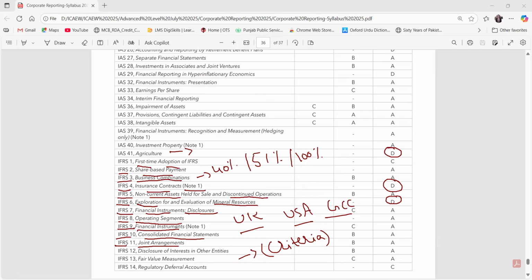Here, we will talk about jointly controlled entities, jointly controlled assets, jointly controlled operations. What are the differences between these three terms? Then we will talk about IFRS 12, disclosure of interest in other entities. IFRS 13, fair value measurement. What is fair value? How can we measure it, basically? What are the different levels of fair values? Then we have IFRS 14, regulatory deferral accounts. Again, that is at C level, that requires a very small understanding of this topic, basically.